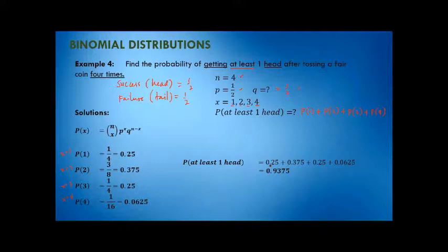Now, i-add lang natin siya lahat. Kasi ang ibig sabihin ng at least 1 head is probability of 1, which is 0.25, plus probability of 2, which is 0.375, plus probability of 3, which is 0.25, and probability of 4, which is 0.0625. I-add lang natin siya lahat. The answer is 0.9375. So this is the probability of getting at least one head.